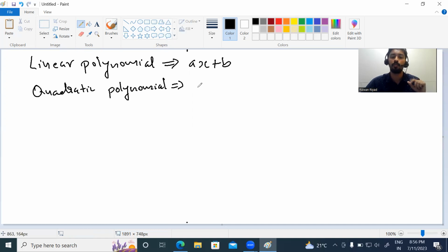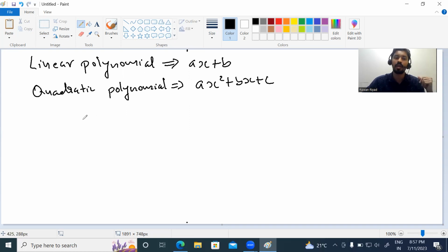For a quadratic polynomial, we have the general form ax square plus bx plus c. This is the general form of a quadratic polynomial. All are with a, b, and c. Actually, we have numbers in the place of this a, b, and c. a is representing a number, b is representing a number, c is also representing a number. But generally speaking, we will use only algebra: a, b, and c. It can take any real number.